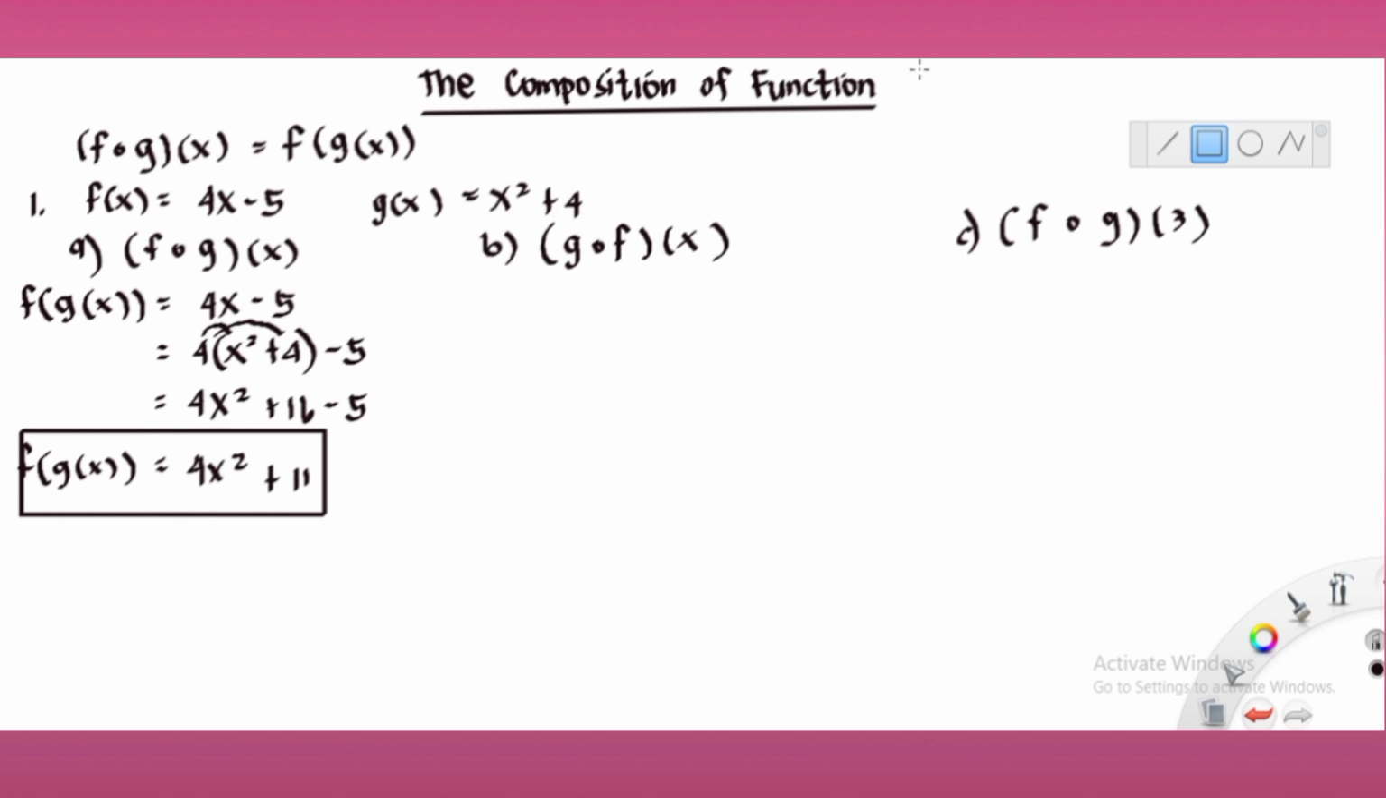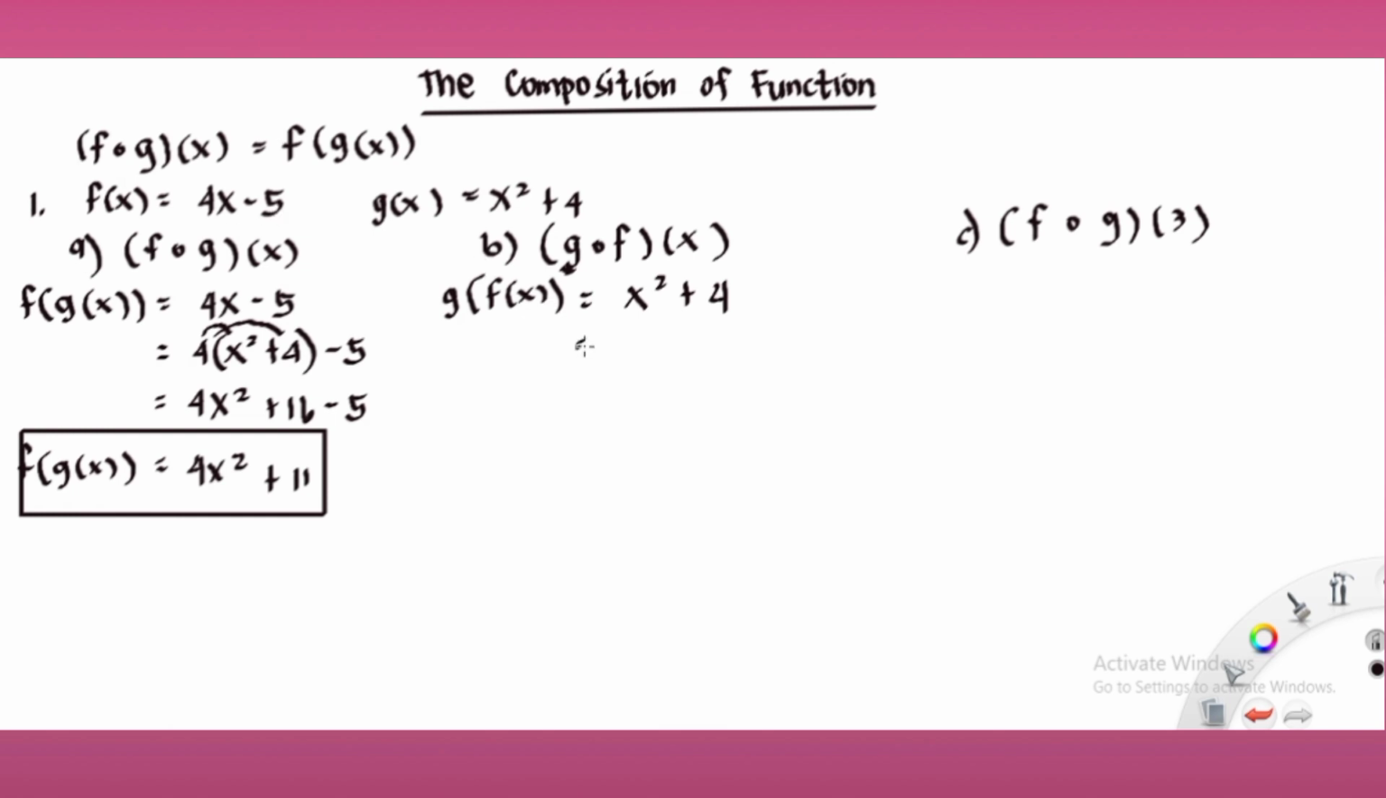Okay? Let's have the second, or letter B. G circle f of x. So, ibig sabihin, we have here na una yung g function. So, sa domain ng g, ilalagay natin ang f of x. So, this can be written as g of f of x. Ayan. So, una muna natin isusulat yung g of x, that is x squared plus 4. So, sa x, ng g of x, ilalagay naman natin ang f of x, which is 4x minus 5.